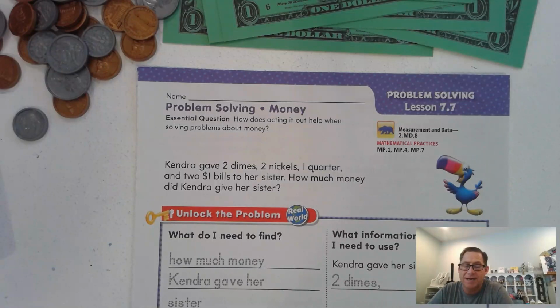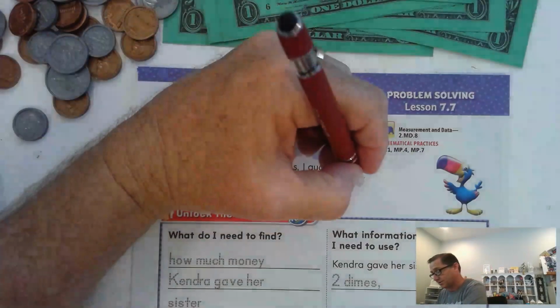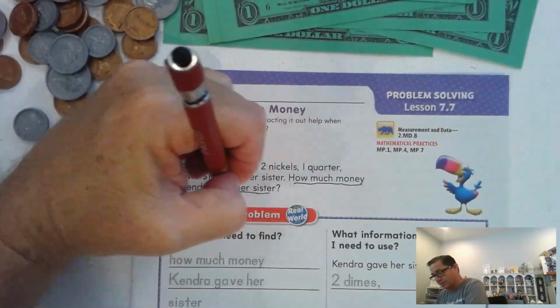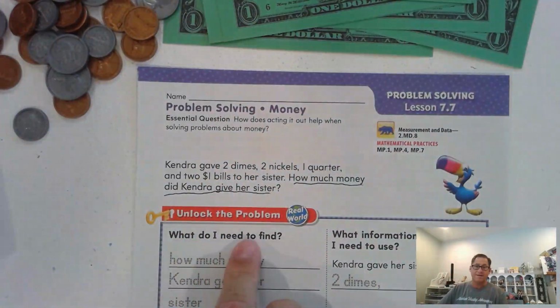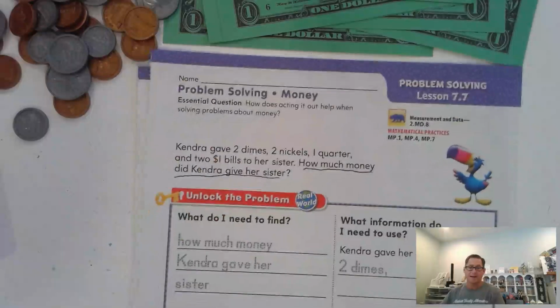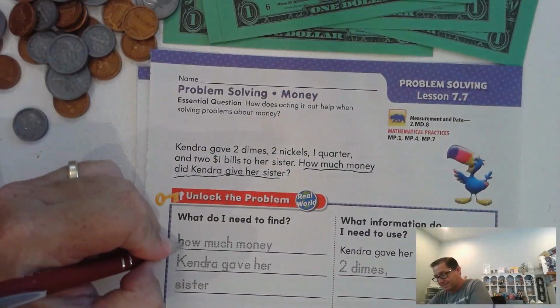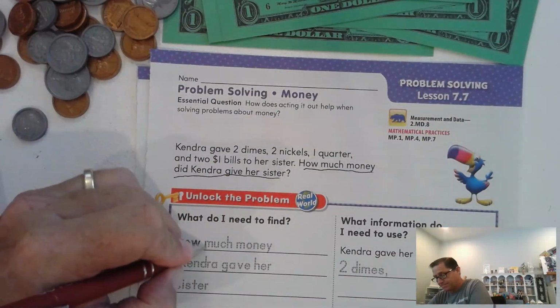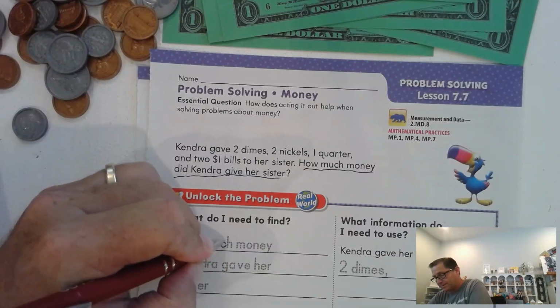Kendra gave 2 dimes, 2 nickels, 1 quarter, and 2 $1 bills to her sister. How much money did Kendra give her sister? Let's underline the question. What do I need to find out? That's the question, right? How much money did Kendra give her sister? Go ahead and trace the letters.